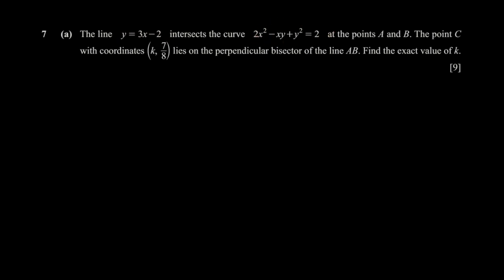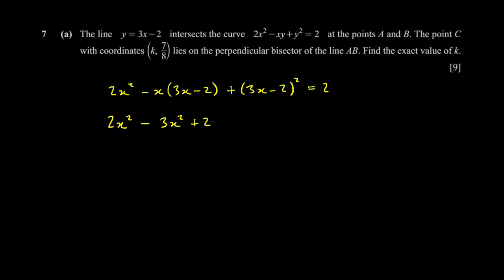So if I do that, I'm going to get 2x squared minus x times 3x minus 2 plus y squared, which is (3x minus 2) squared, is equal to 2. So now let's expand all that. We're going to get 2x squared minus 3x squared minus x times minus 2 is positive 2x.